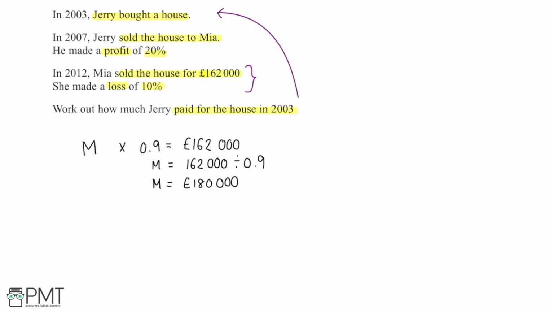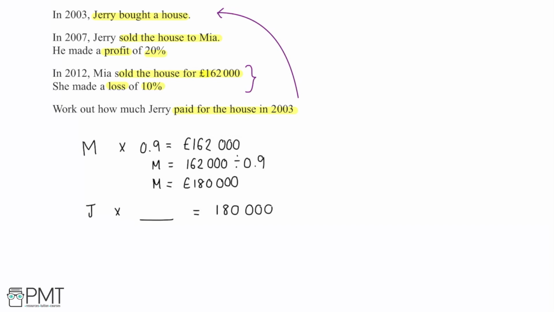So we've worked out how much Mia bought the house for. And if we go back to this line, Jerry sold the house to Mia for this amount. So Jerry sold the house to Mia for the price that Mia bought it for, so £180,000. And Jerry made a profit of 20%. So we can set up a similar equation. If I use J this time for the price that Jerry bought the house for, the price that he bought the house for, times some multiplier here is going to give us the price that he sold it for, which is 180,000 to Mia.